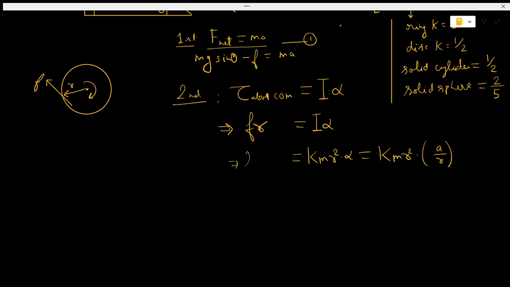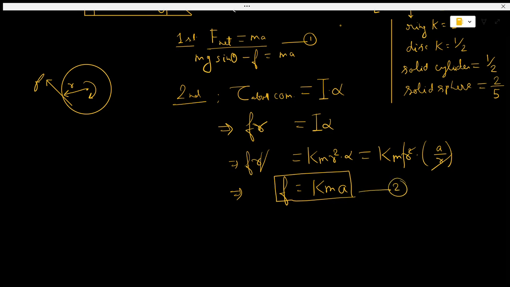Okay. Now we will solve this equation and very easily we can get the formula for friction, which is F equals kma. Okay. This is the second condition we should keep in mind to study this topic. Okay.